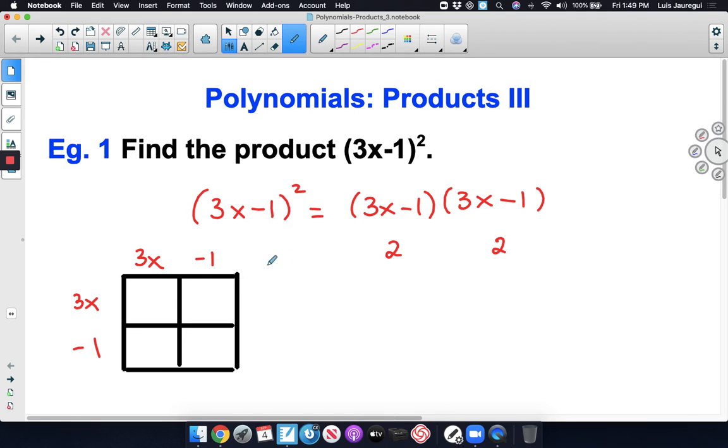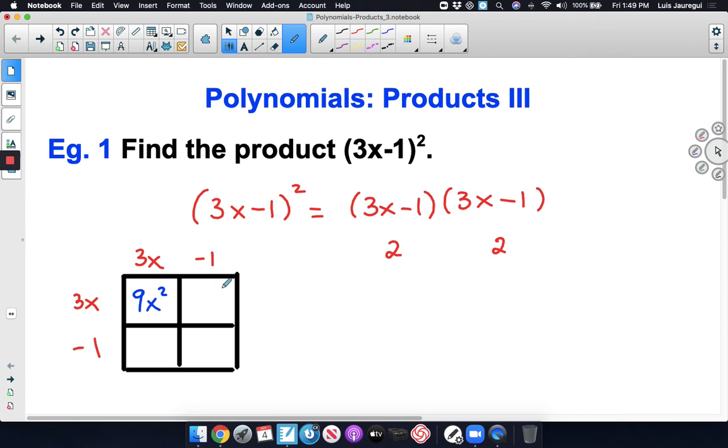But we can find out the area of that square by finding the area of this section here, the area of this section here, the area of this section here, and the area of this section here, and adding all four areas together. So that's how we're going to approach it. Let's find out the area of this section. We know that the base is 3x and the height is 3x, so 3x times 3x is simply 9x². Then we proceed to find the area of this other section here.